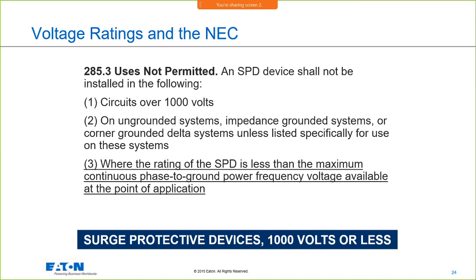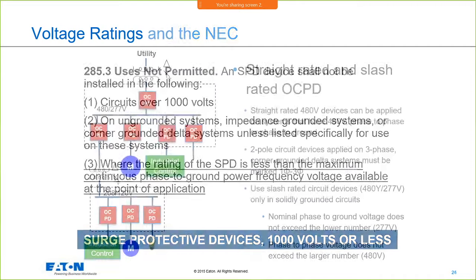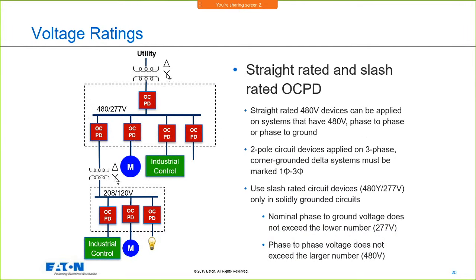Where the rating of the SPD is less than, so we've got to consider voltage in all equipment. So straight rated versus slash rated. You have 2-pole devices that can be applied on 3-phase corner grounded delta systems. We already talked about that. You have to be careful of the bigger number and the smaller number, and it's just basically how we test it. We test to make sure that we can interrupt faults line to line, and we interrupt line to ground or line to neutral. So we know the capabilities of those devices.